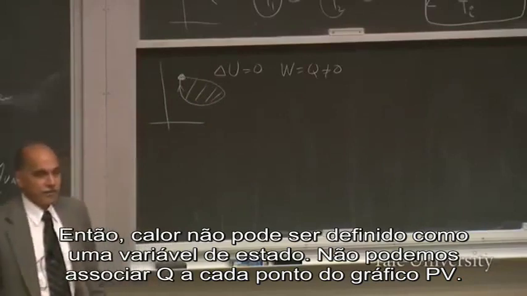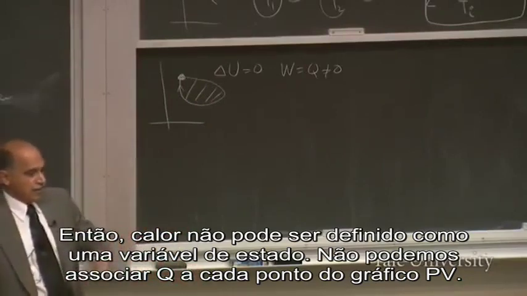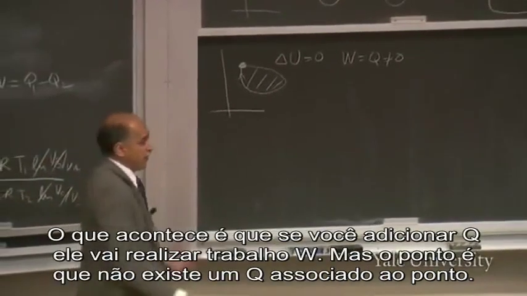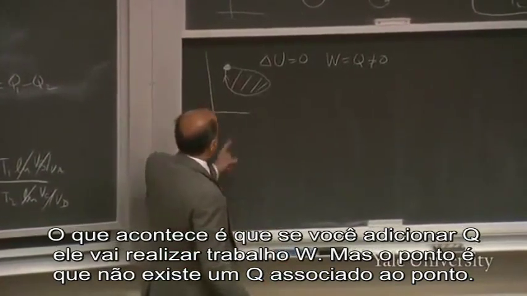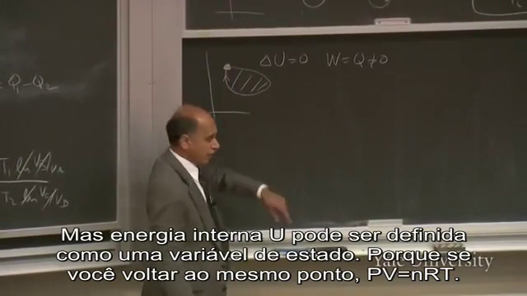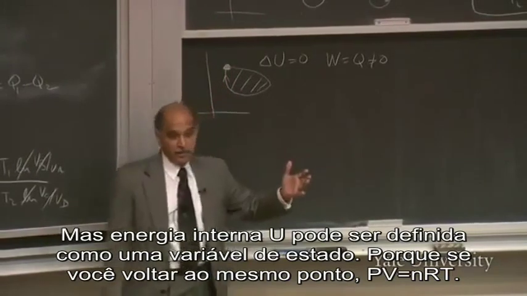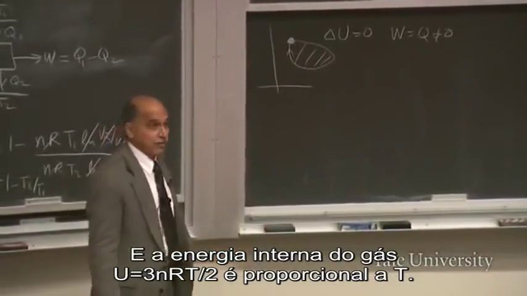Therefore, you cannot define something and say that's the amount of Q in the system, because you are able to add Q to the system and bring it back to where it is. What happened, of course, is you added Q and you did some work. But the point is, you cannot say the Q here is so and so, but you can say the energy here is so and so, because if you come back to the same point, PV is equal to RT, and the internal energy of a gas is proportional to T. So the energy returns to the old value.